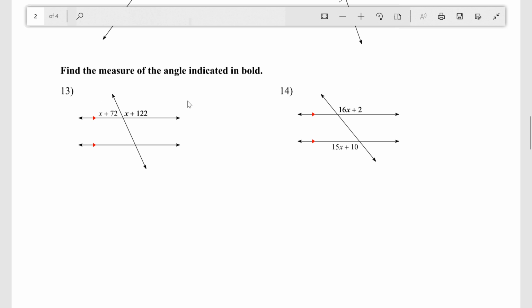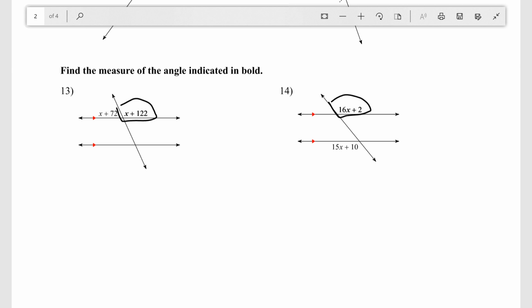Finding the measure of the angle indicated in bold. So let's take a look here because these are a little harder to see. The bolded angle for number 13 is this one right here. And number 14, it is going to be this angle right here.